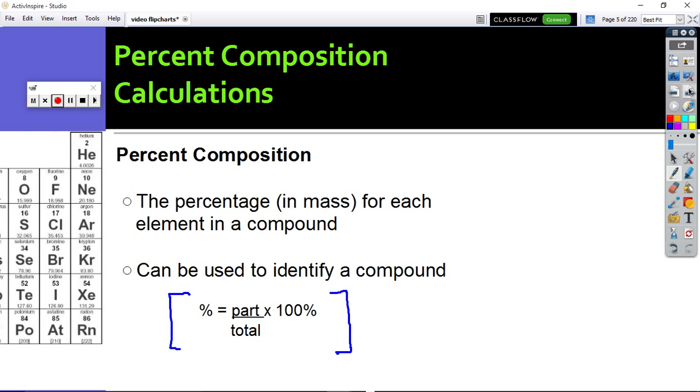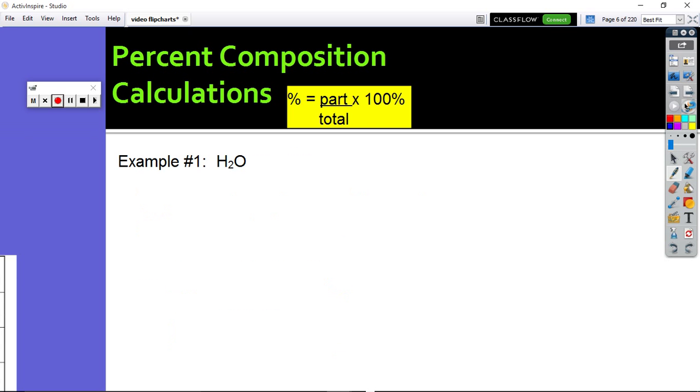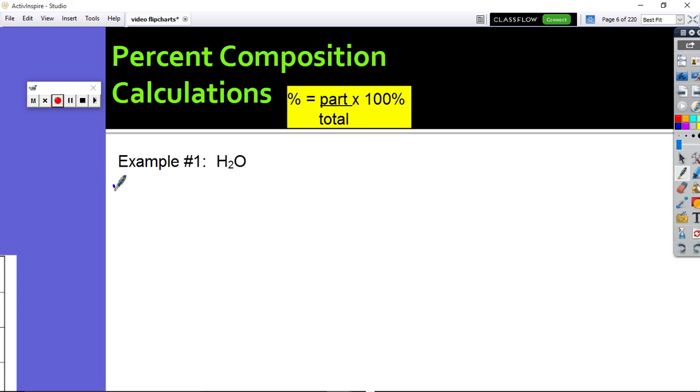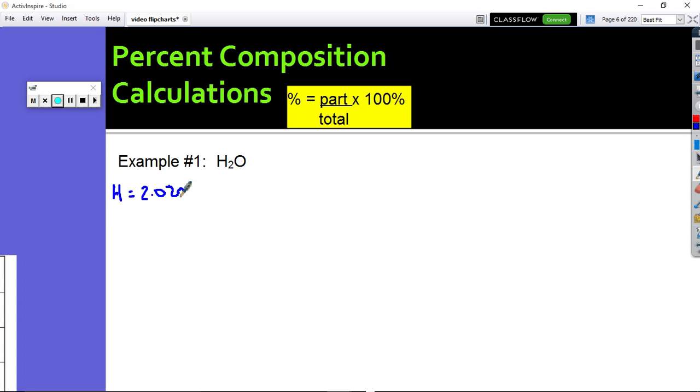Going back to our water molecule, let's remind ourselves about information we found on the previous slide. Hydrogen has a mass of 2.02 grams. That's what we found out. And the oxygen had a mass of 16.00 grams. So the overall grand total of water was 18.02 grams. So using this information that we already calculated, let's find percent composition.